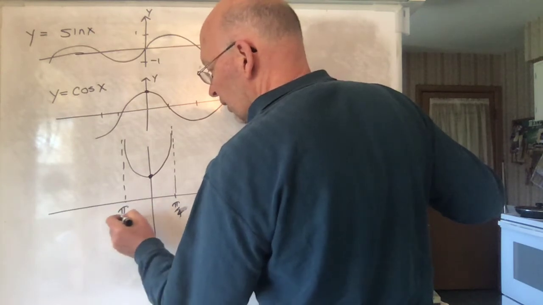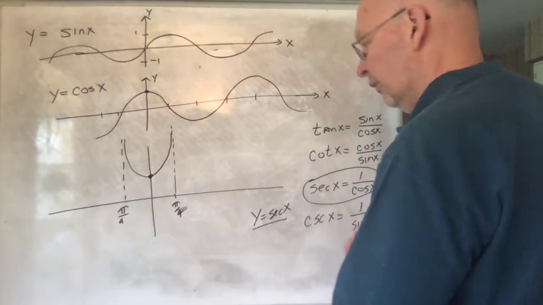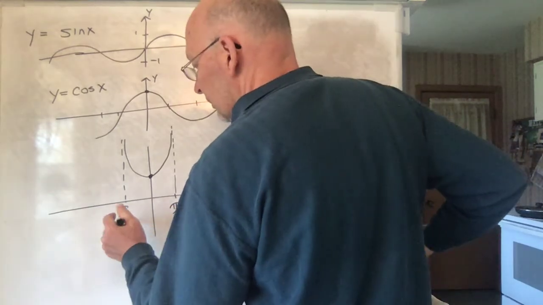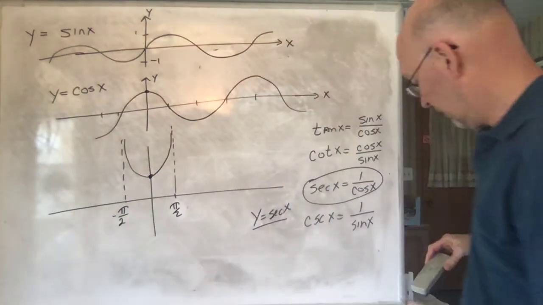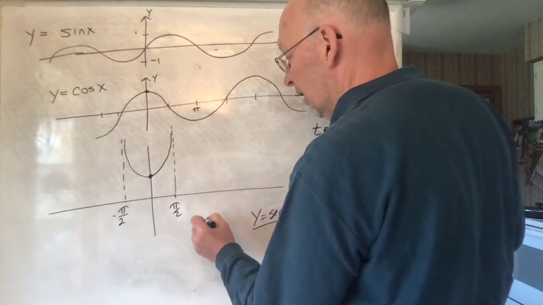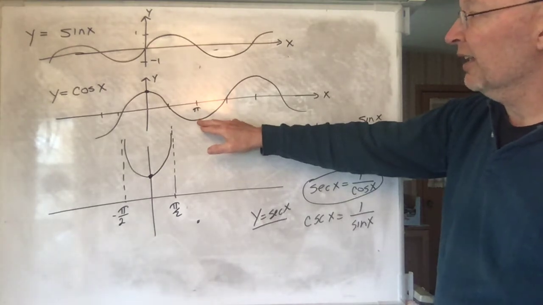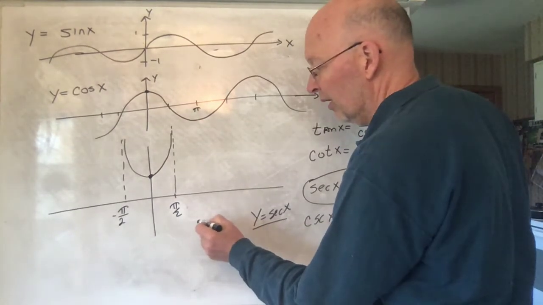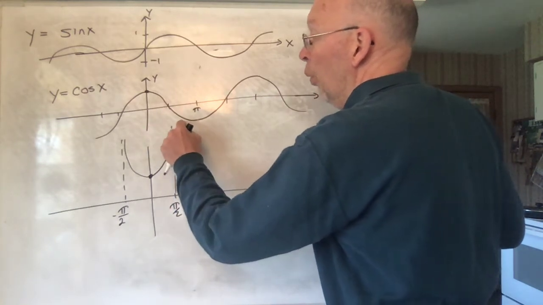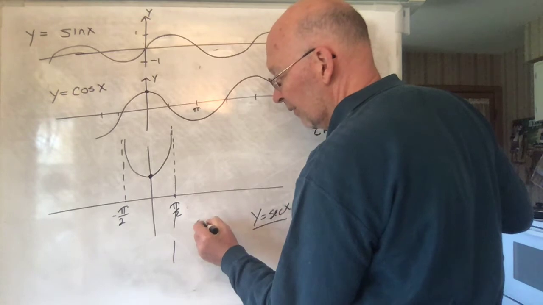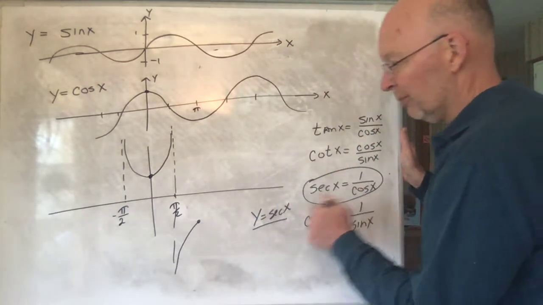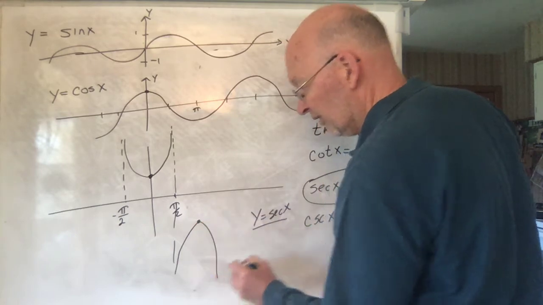So there's negative pi over 2. That's pi over 2 right there. Pi over 2 and negative pi over 2. Okay? What about right here? This is pi right there. If we start at pi, what do I know happens? The cosine is negative 1. 1 over negative 1 is negative 1, so it's still going to be negative 1. As the cosine becomes a very small negative number, 1 over a small negative number is going to be a big negative number, so it's going to go like this. Similarly here, as the cosine becomes a small negative number, 1 over a small negative number becomes a big negative number. So it looks like that.